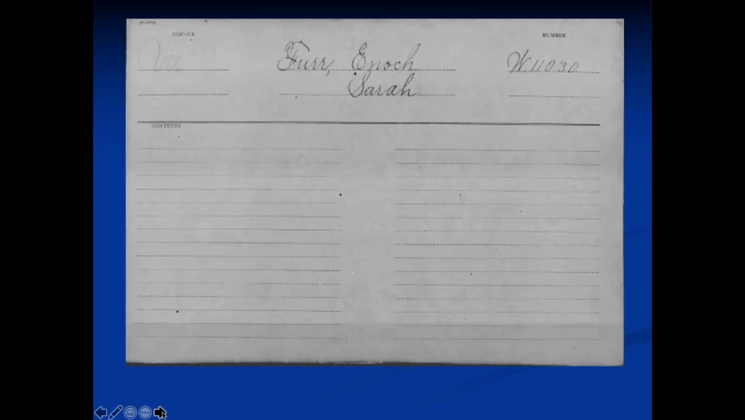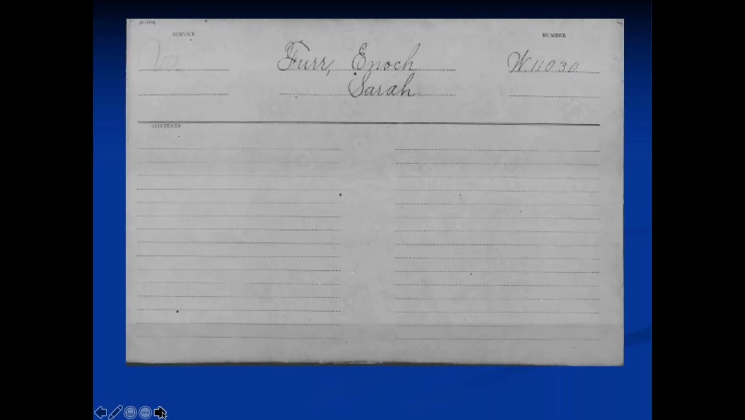So this is what the pension envelope looks like. We see in the upper left-hand corner that he's serving from Virginia. We see that his wife is Sarah. This means that if the wife's name is there, she applied for a pension. It doesn't mean she got one, but that she applied. When you look on the right-hand side and you see that W, you know that she applied and that she got a pension. This does not tell you that Enoch applied and got a pension.